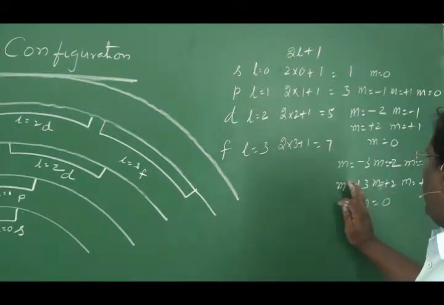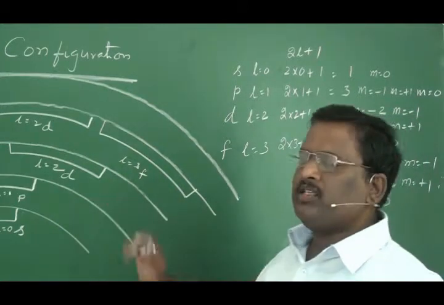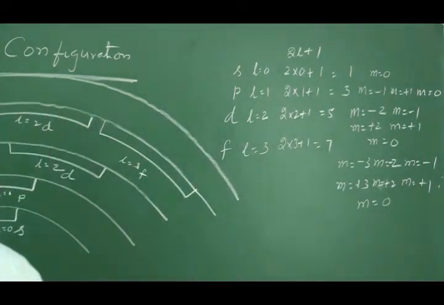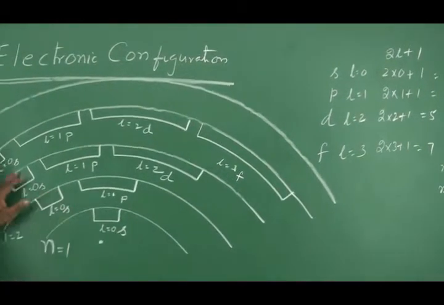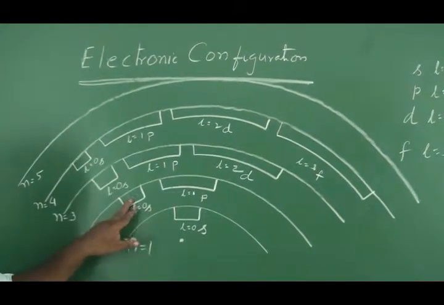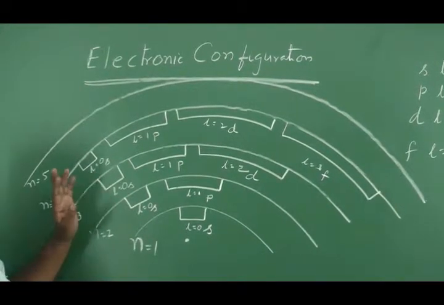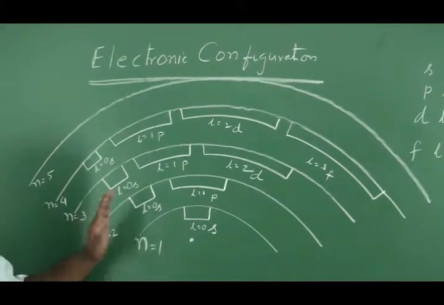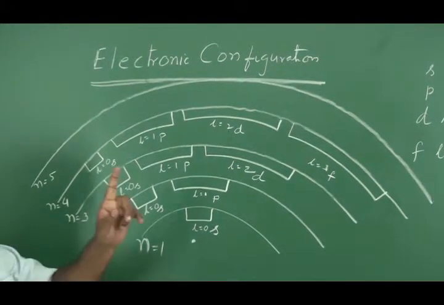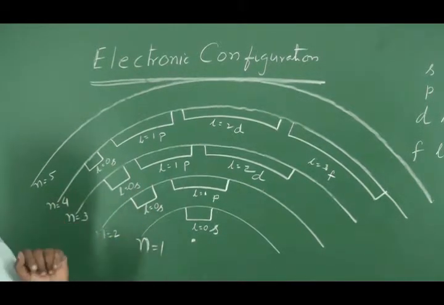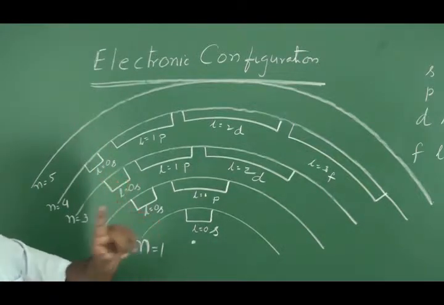So here we have a definite number of orbitals in each sub-energy level. That means in S, L is equal to 0, S sub-energy, we have only one orbital, whether it is 1s or 2s or 3s or 4s. Whatever the n value it may be, all S sub-energy levels will have only one orbital. If L value is 1, that we call a P sub-energy level. In P sub-energy level, we have 2L plus 1, that is 3 orbitals.